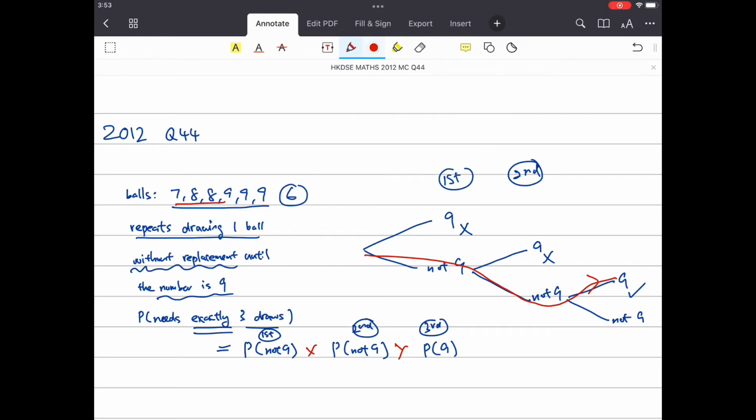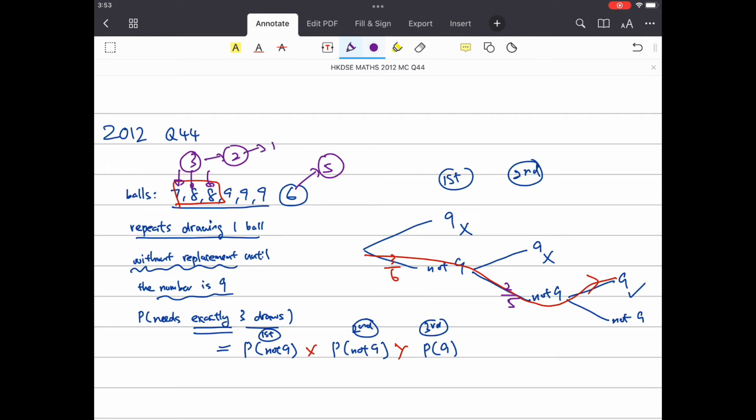For the first draw not being a 9, there are 3 numbers out of 6. Therefore, the probability is 3/6. But be careful, because you have taken out one of them and it is done without replacement. Therefore, we now only have 2 balls not being 9, and the total number of balls becomes 5 instead of 6. Therefore, the probability of getting not a 9 for the second draw is 2/5.